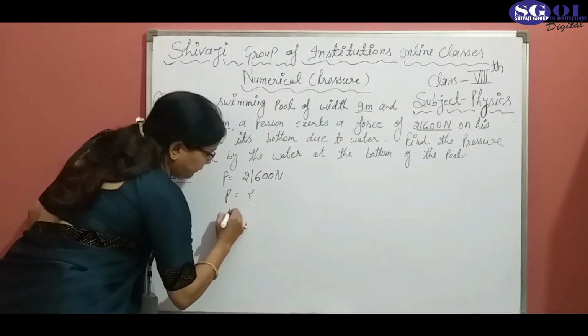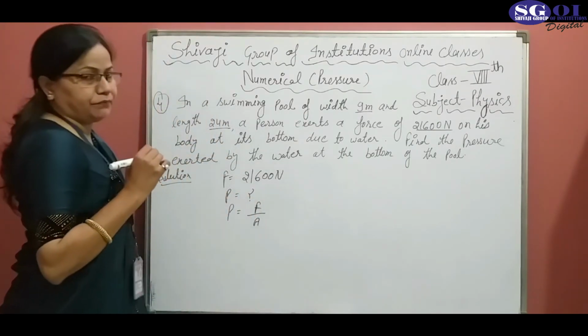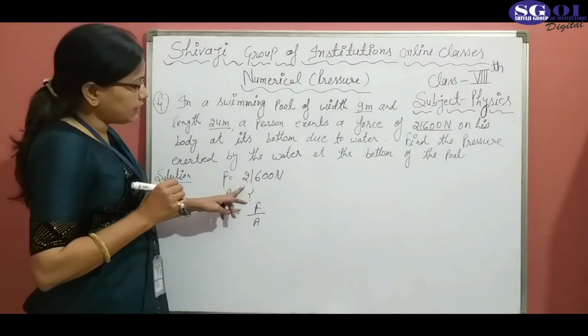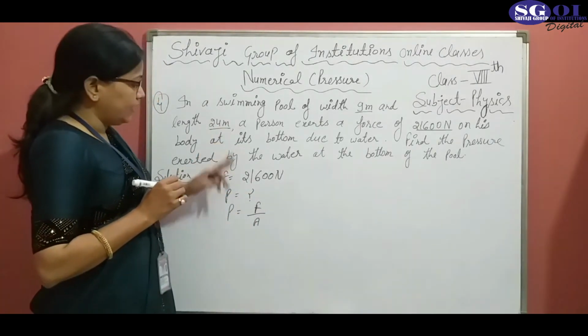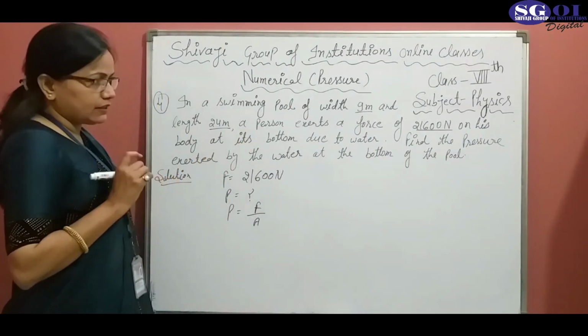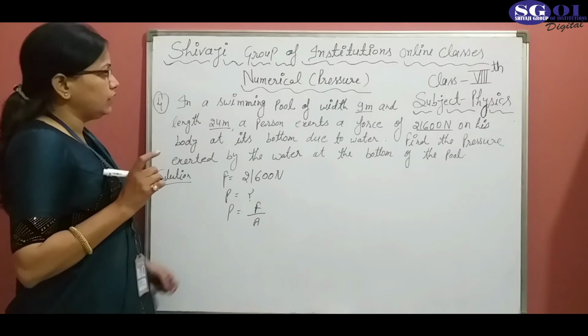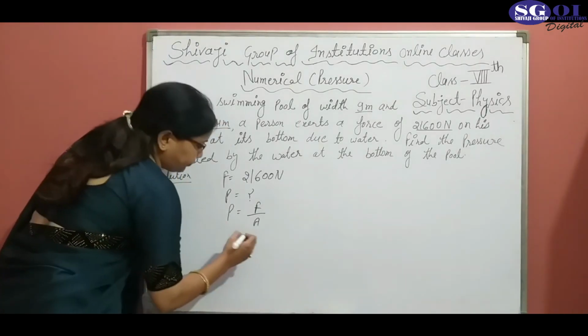Student, as you know, pressure equal to force divided by area of cross section. In this question, force is 21,600 Newton, but here area of cross section is not given. So firstly we have to find out area of swimming pool.